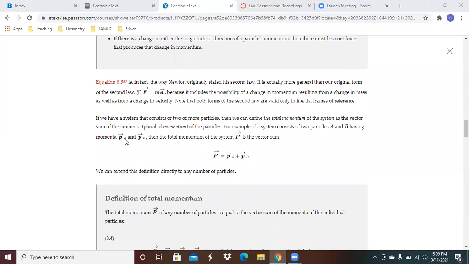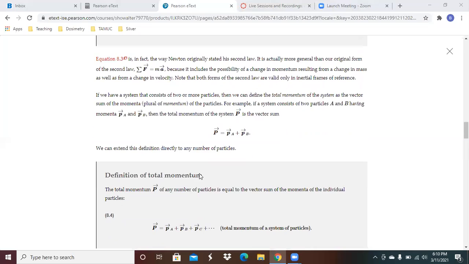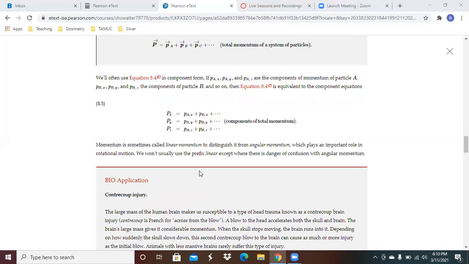So if you have a system of two or more particles, then you can define the total momentum of the system as a vector sum of the momenta. So if you've got two particles, summing together the momentum of that is going to give you the sum, or the total there for the system. You can also break that out into its components.